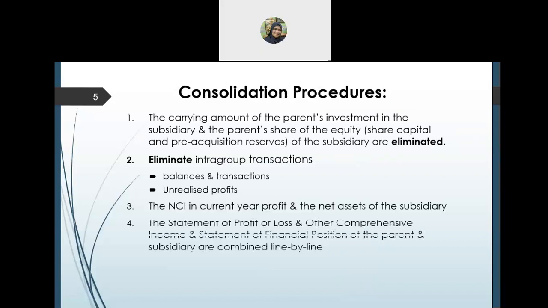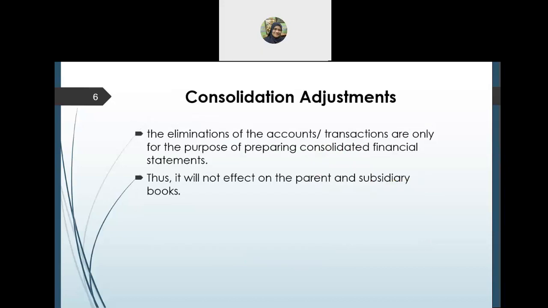So this is the consolidation process. The first one, we need to eliminate the carrying amount of the parent's investment, so we eliminate the COI. The second one, we eliminate the intra-group items, which we will focus on in this chapter 2. The third one, we need to account for the NCI's share of current profit and net assets, which is also in chapter 2. The fourth one is to prepare the consolidated financial statements by combining line by line items. So that is the process here.